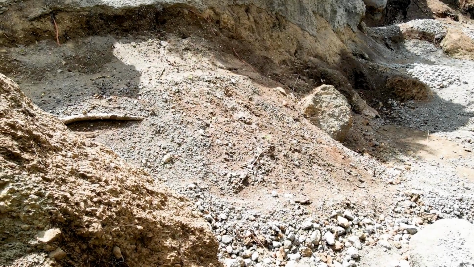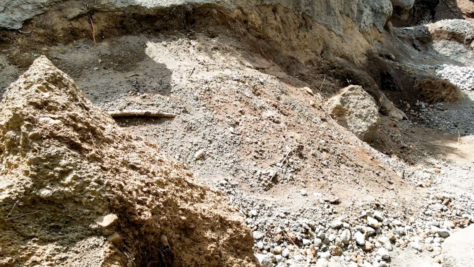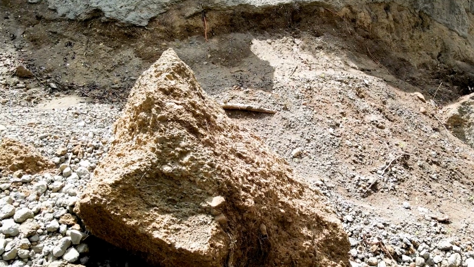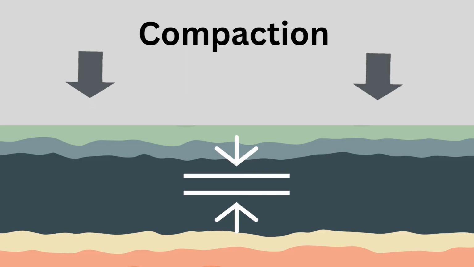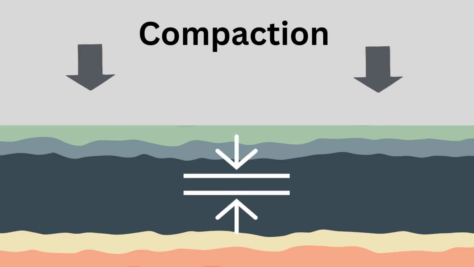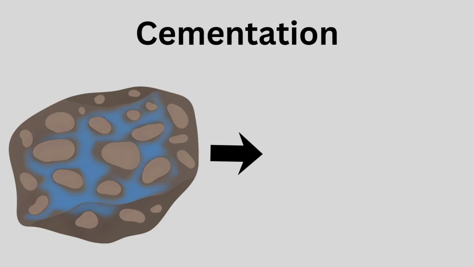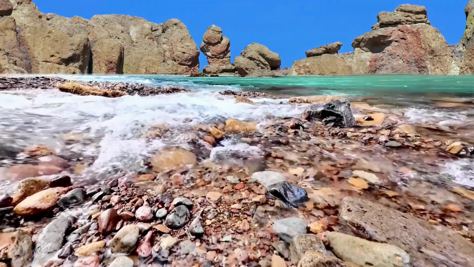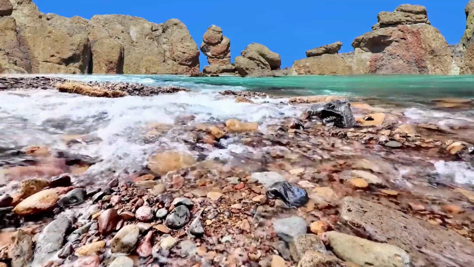Sedimentary rocks form from sediment, which are loose pieces of rock, minerals, or biological material. To become a rock, sediment must go through processes that bind it together. The first is compaction. This occurs when layers of sediment are buried, and the pressure from above squeezes the grains tightly together. Then there's cementation, which is when minerals dissolved in water act like glue, binding the grains into solid rock. These processes take thousands to millions of years, slowly transforming loose sediment into rock.